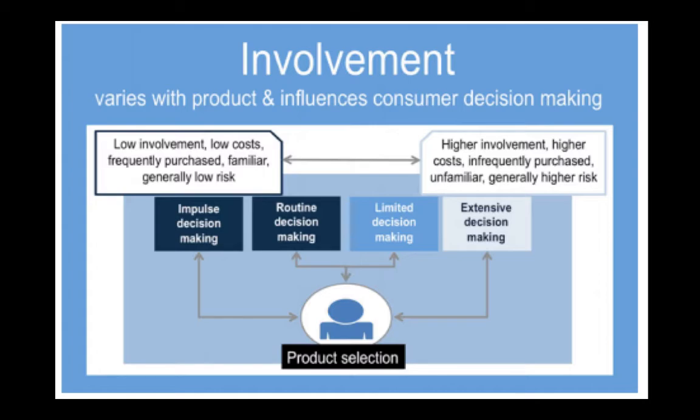Once the comp factors and the cost-benefit risk analysis have been considered, the consumer moves on to the product selection stage. Product selection and decision-making can be generally classified as impulse decision-making, routine decision-making, limited decision-making, and extensive decision-making. Consumer involvement will vary with each product and will heavily influence the decision. It is important to note that consumers may have more than one buyer decision process in action at the same time. Therefore, a consumer can go back and forth between searches.